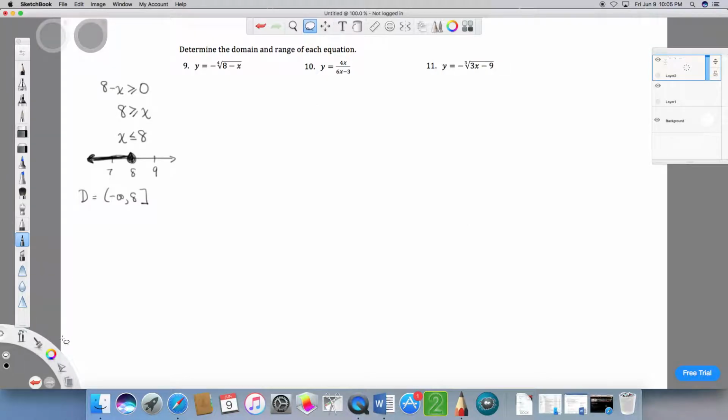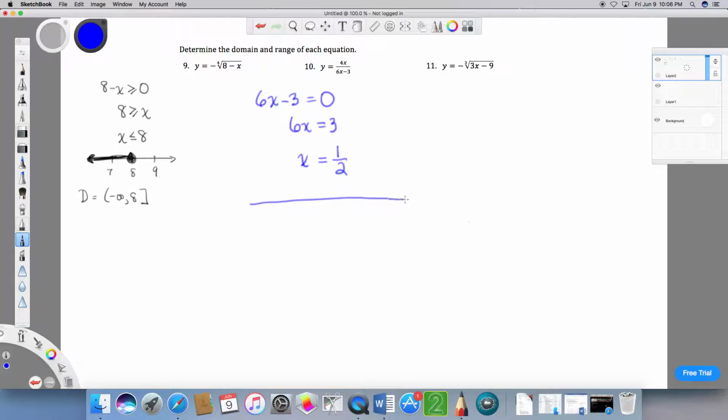All right, so let's take a look at number 10. I don't have any radicals this time, so I don't have to worry about taking the square root or even root of a negative number, but I do have a variable in a denominator. This 6x minus 3, if it were to equal 0, we want to exclude that value of x from the domain. So if we add 3 to each side and divide by 6, 3 divided by 6 reduces to 1/2.